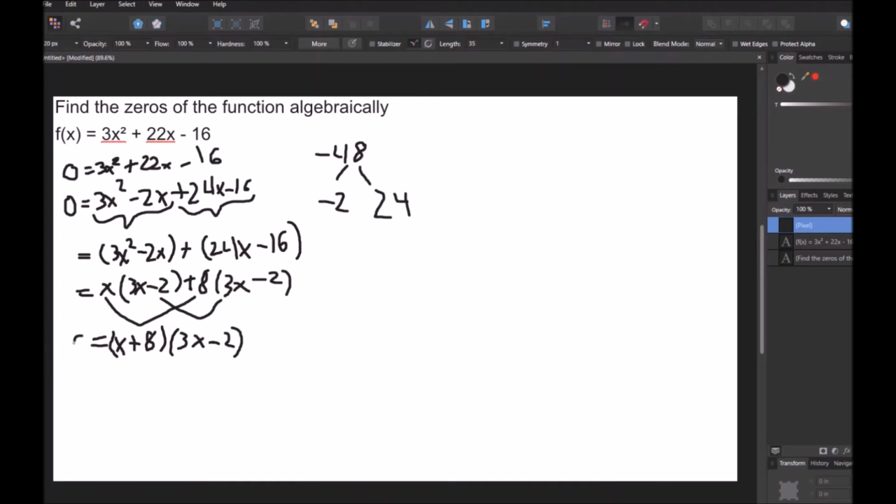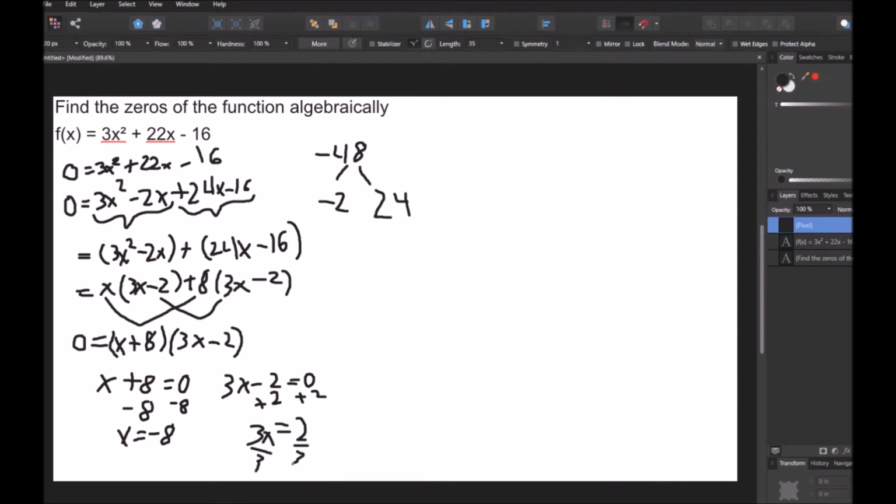So now we have it equal to 0, and we can do x plus 8 equals 0, subtract the 8, x equals negative 8, and then 3x minus 2 equals 0, add 2, 3x equals 2, divide by 3, and x equals 2/3. So those are the zeros of this function.